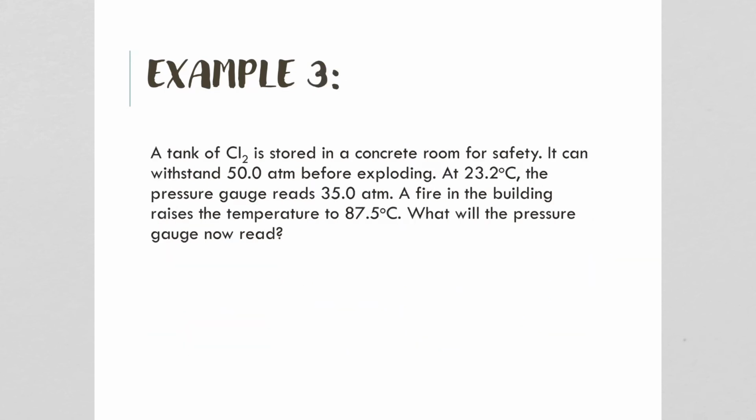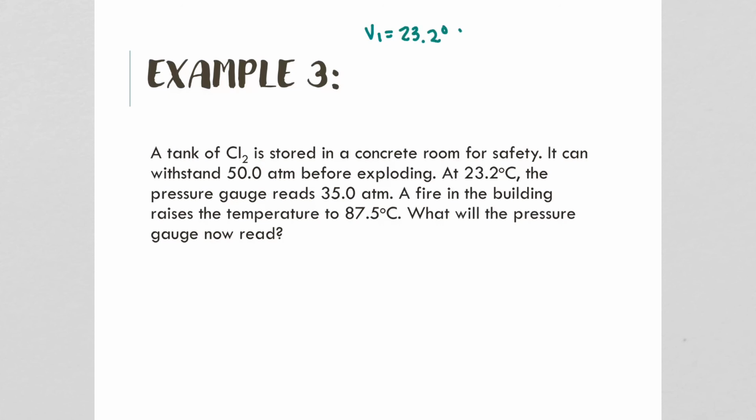So looking at our third example, we have a tank of chlorine is stored in a concrete room for safety. It can withstand 50 atmospheres before exploding. At 22.3 degrees Celsius, the pressure gauge reads 35 atmospheres. A fire in the building raises the temperature to 87.5 degrees Celsius. What will the pressure gauge now read? So first of all, we should identify our volume.